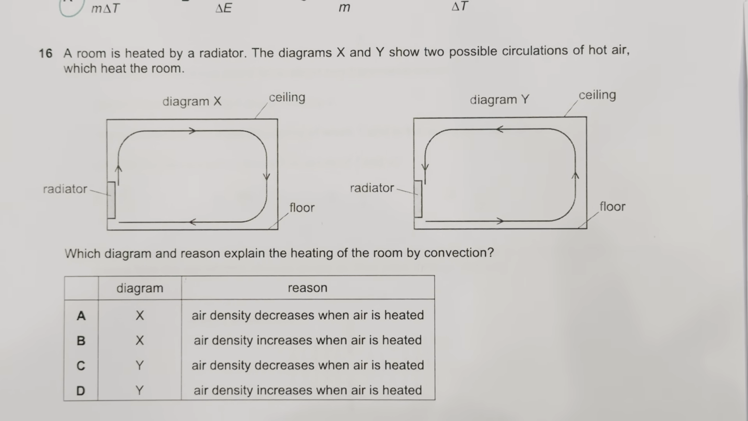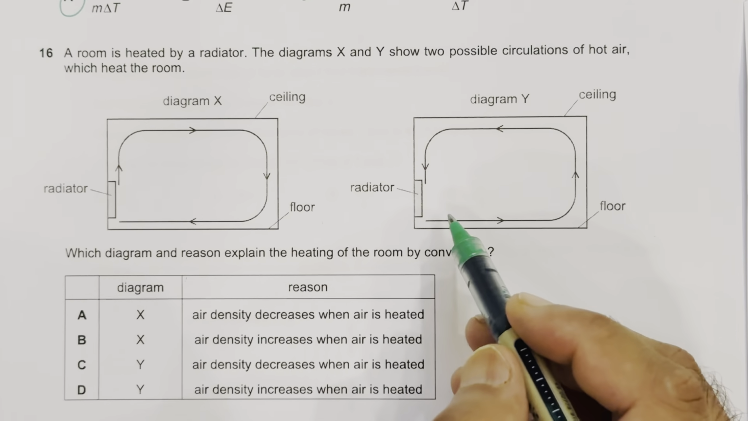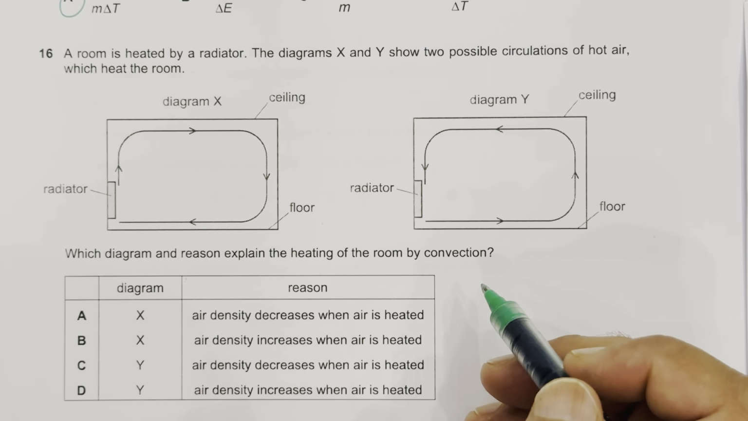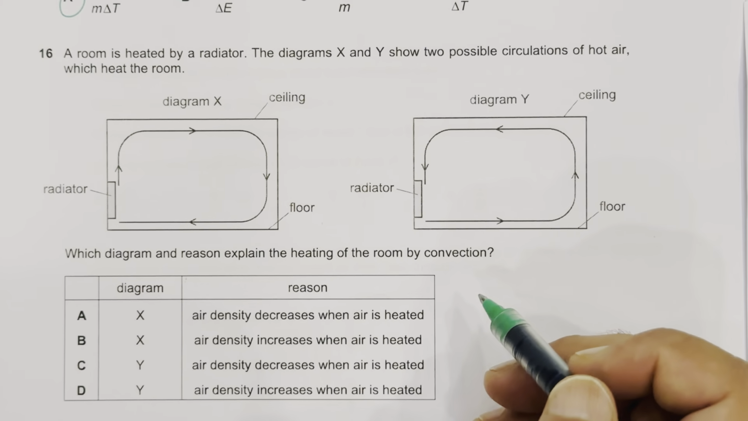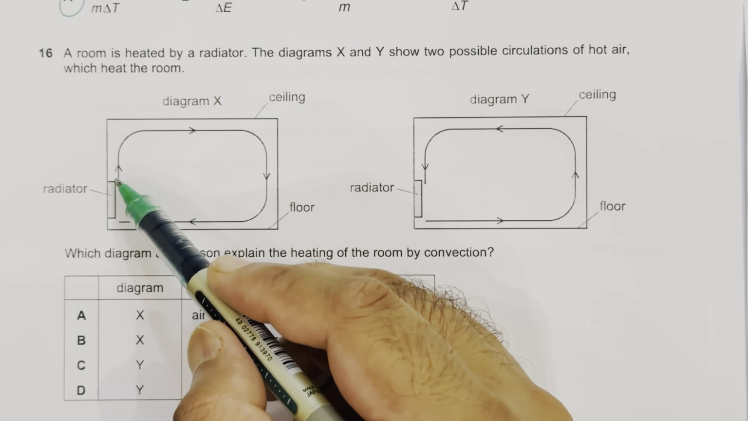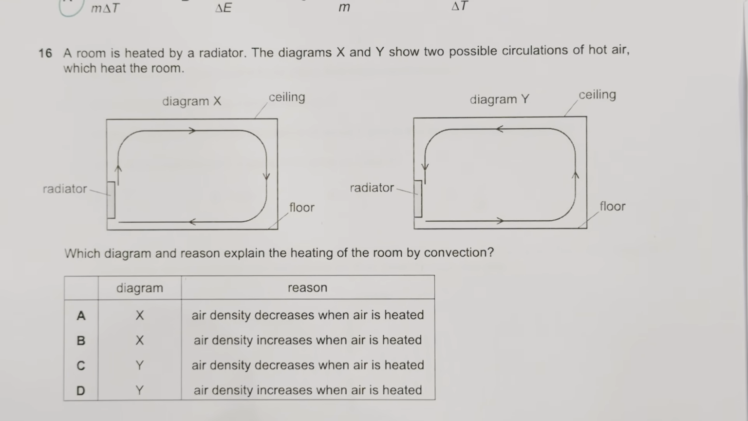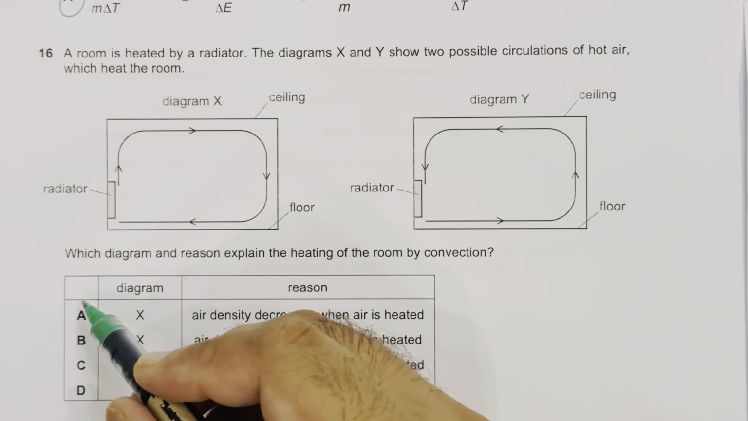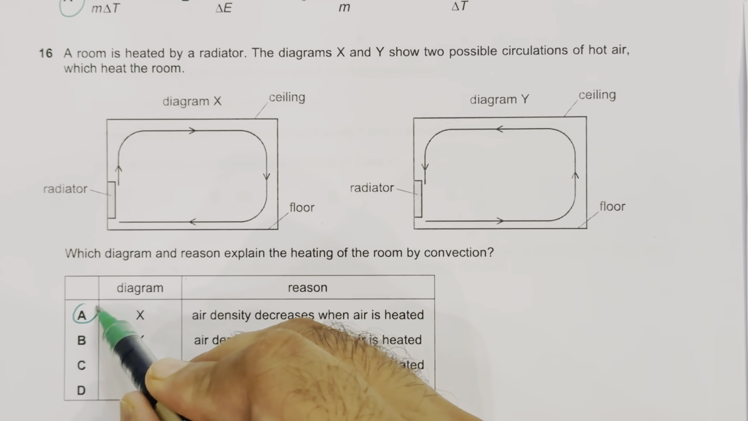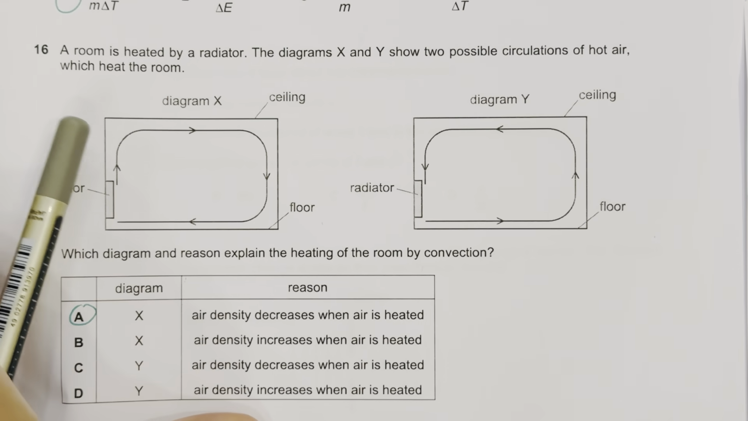For convection, the hot particles from the radiator should go upwards, so we can say that diagram X shows the particles, after getting heated up, going upwards and moving across the room. So option A: air density decreases when air is heated, because particles expand and their volume increases. Okay, so option A is the right option.